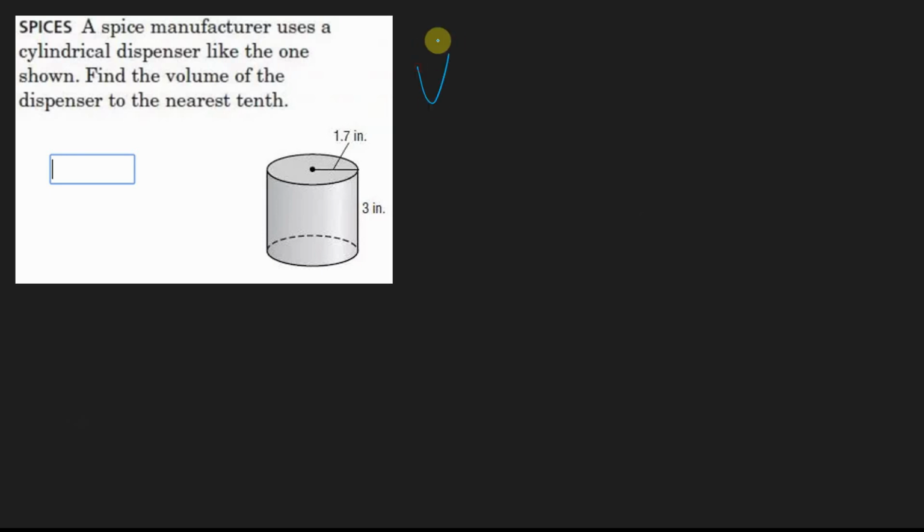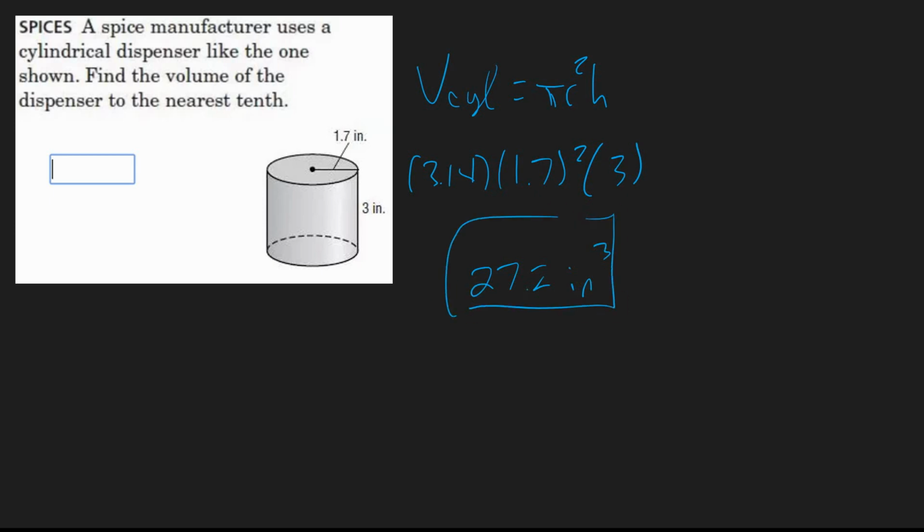So I'm going to get here, volume of a cylinder is equal to pi r squared. Wow, that came out terrible. Let me see if I can erase that. There we go, pi r squared h. So I'm going to have 3.14 times my radius, 1.7 squared, times a height of 3. Put all this in my calculator. I get 3.14 times 1.7 times 1.7 times 3. My final answer is going to be 27.2 cubic inches.